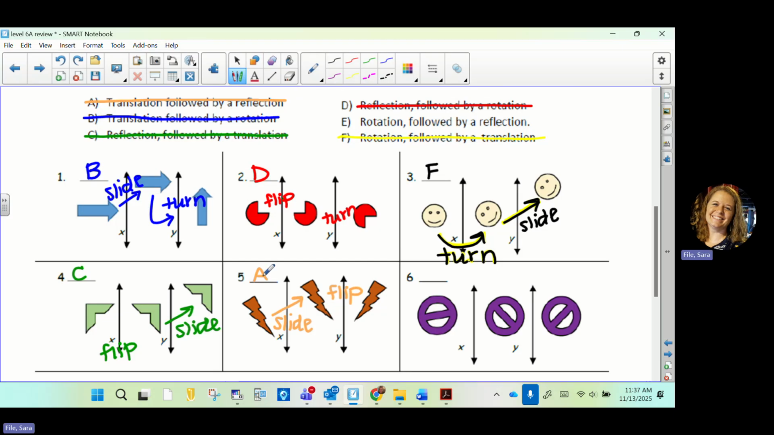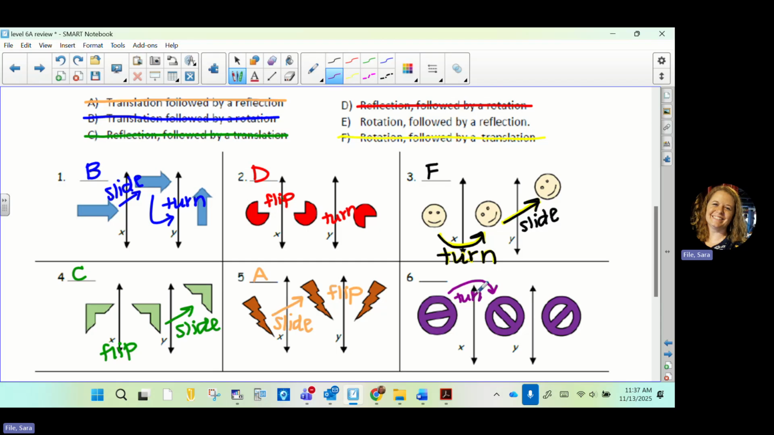All right, last but not least, I think by process of elimination we know it's going to be E, but let's take a look at it. Okay, so we've got this circle with the line through it. Now that line through it is at a different angle, a different orientation. So this has been turned or rotated.